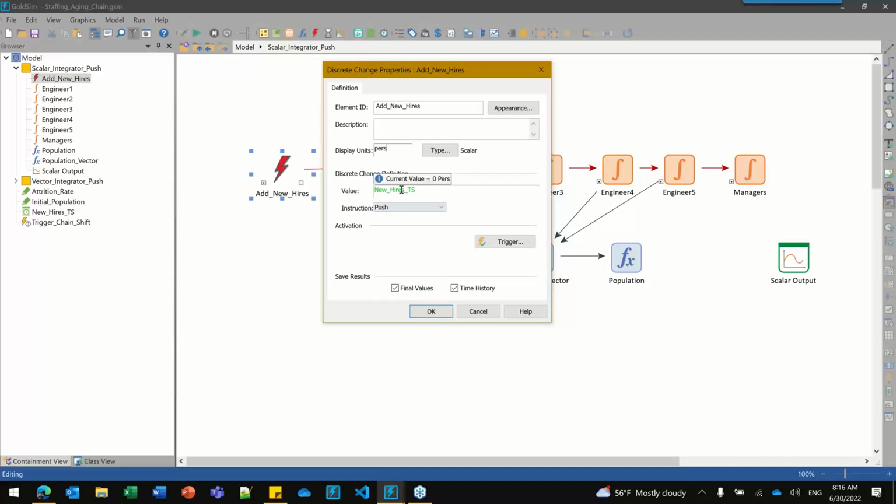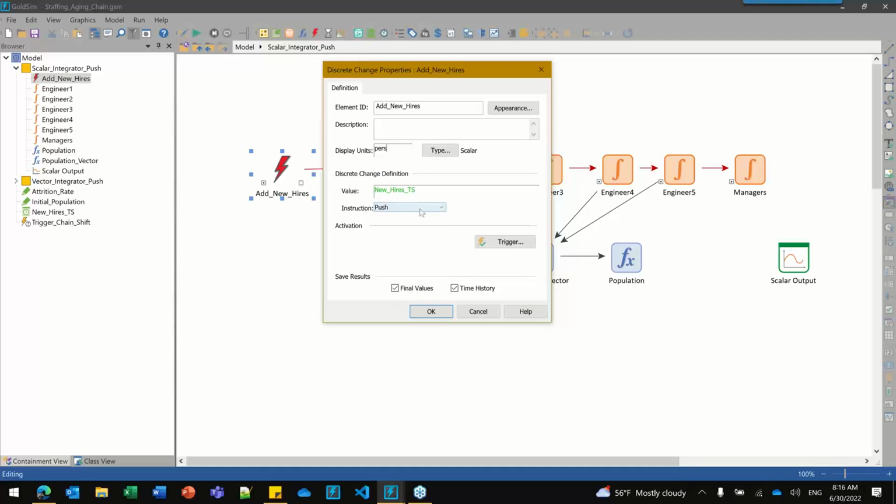Next is the value. And in this case, we have a scalar output that we're referring to, and it's just a time series. We're just saying, here's a time series going forward of how many people we plan to hire. And these are all entry level. The next thing is the important part.